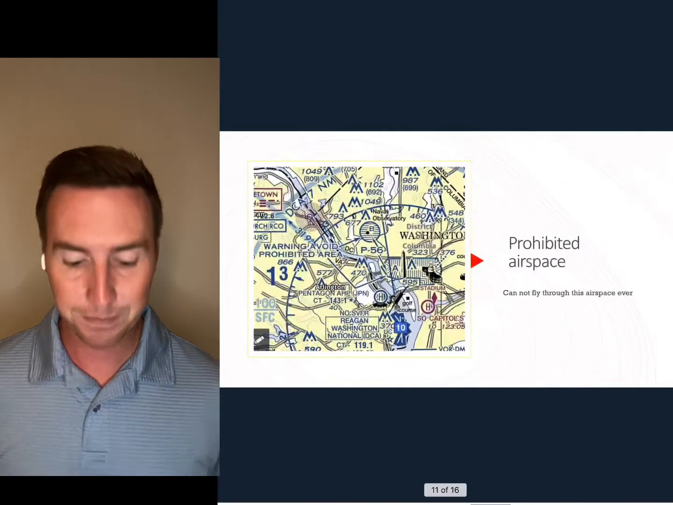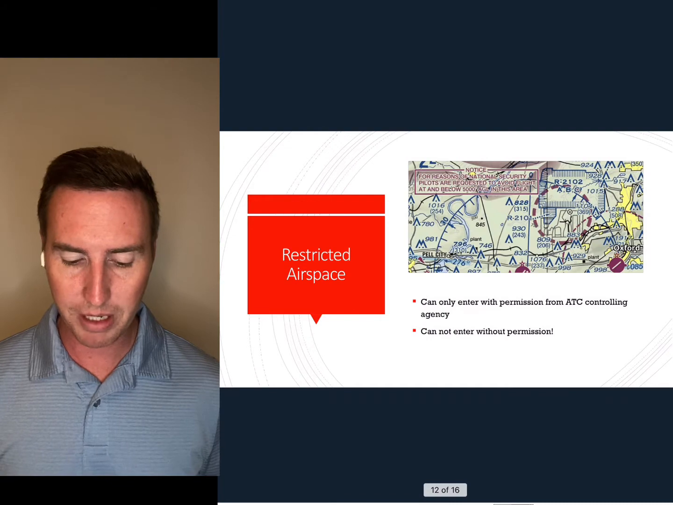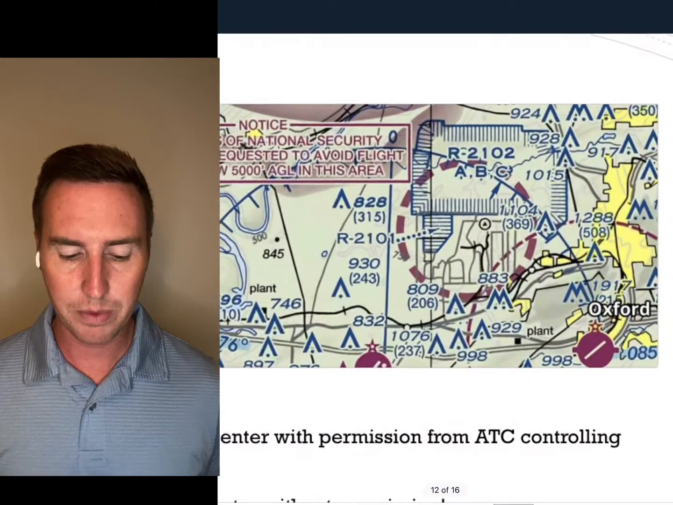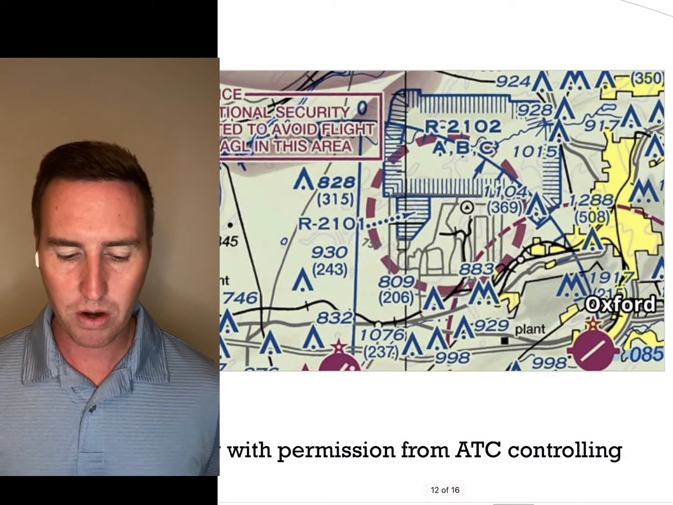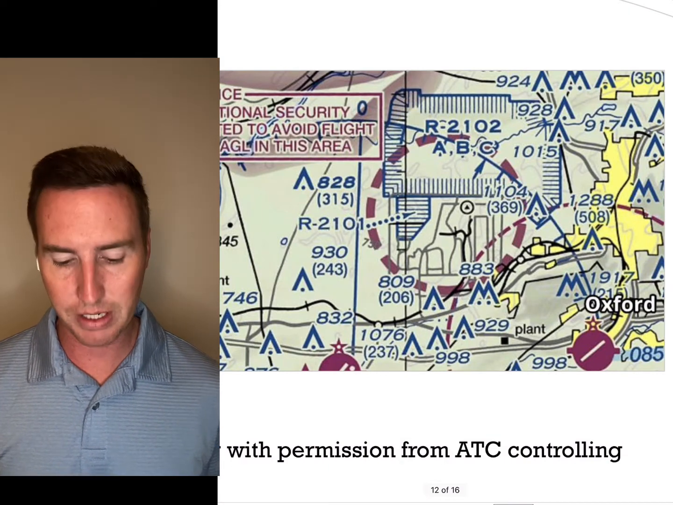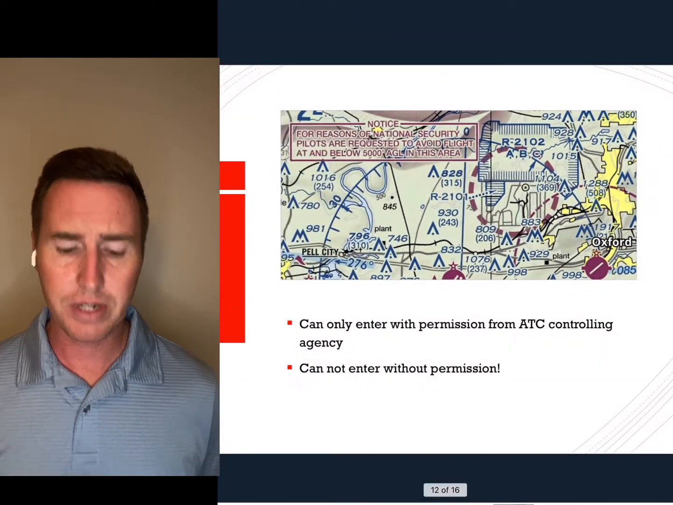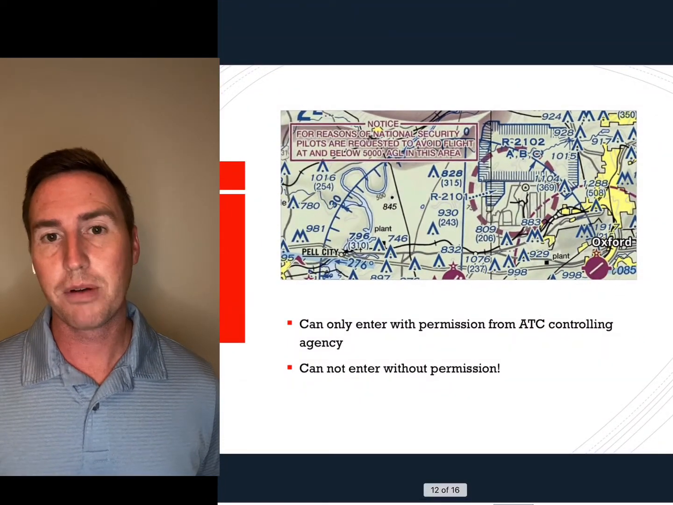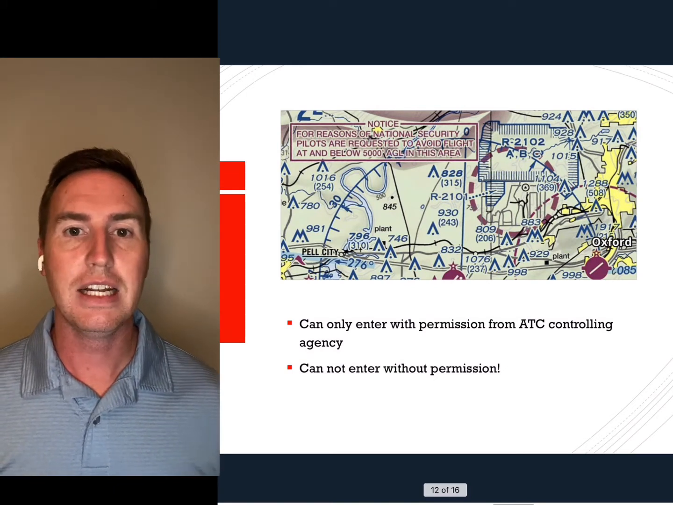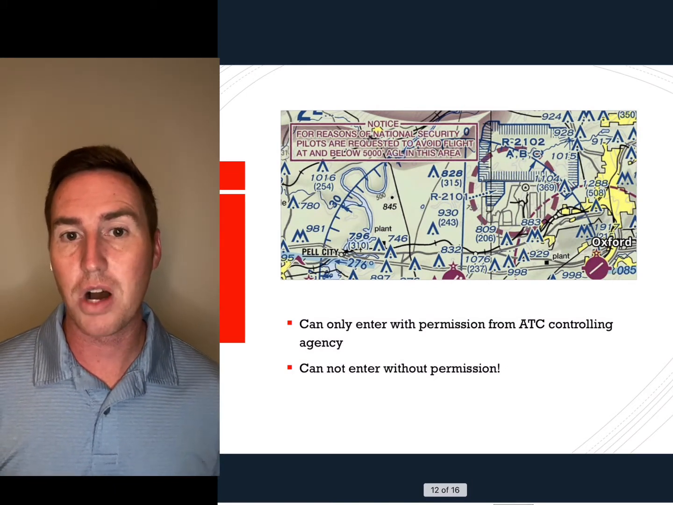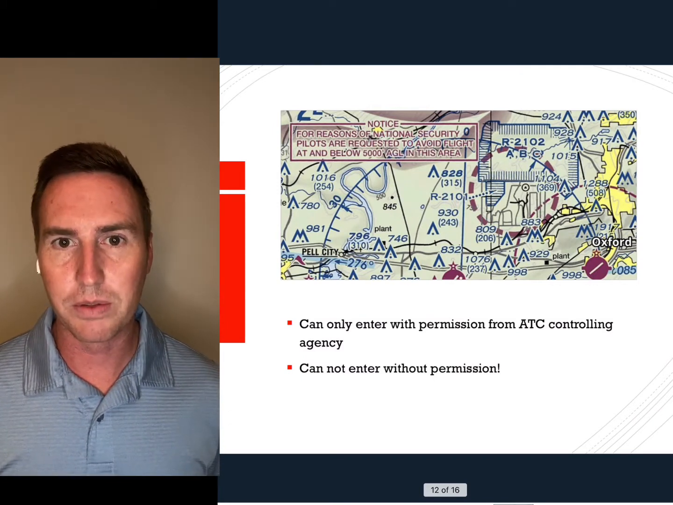Okay, case closed. Restricted airspace. Now, restricted airspace is going to be outlined with blue and looks like little dashes there. R-2102 is restricted airspace here. Now, you can fly through restricted airspace with permission from air traffic control. If you don't want to talk to air traffic control, you don't want to see if it's what they call hot, then just fly around it. Avoid restricted airspace.